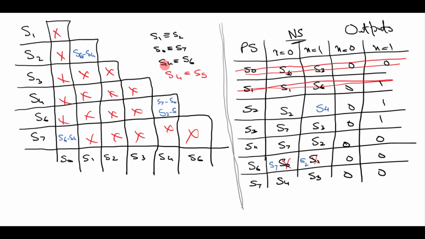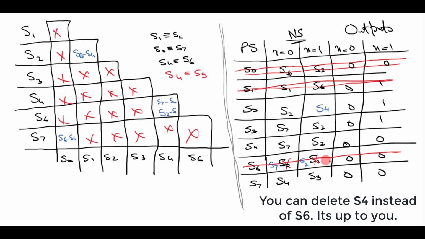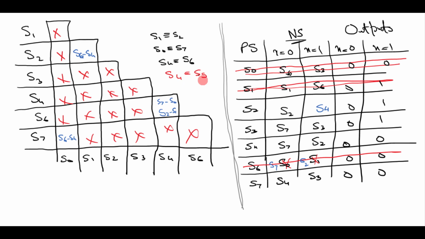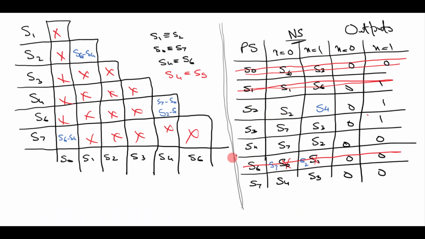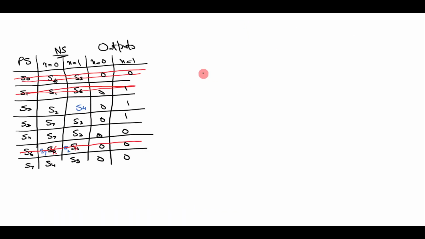Now here this S4 and S6 are equivalent. Let me delete this S6, and I have already removed S5. Let me check, is there any S6 in the remaining part of state transition table? Here you do not have any S6. Now you have fully reduced your state transition table. Now let us redraw our reduced state transition table.